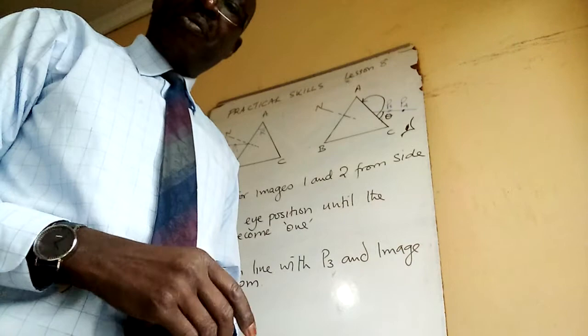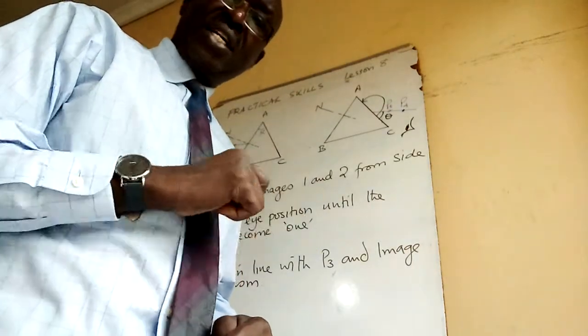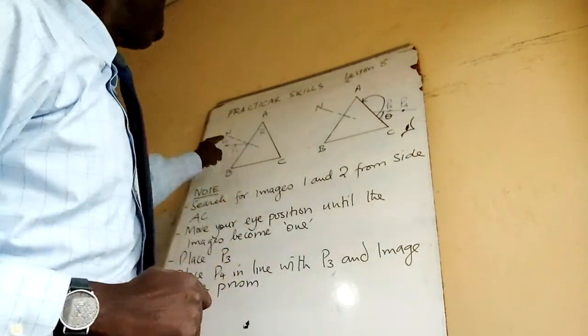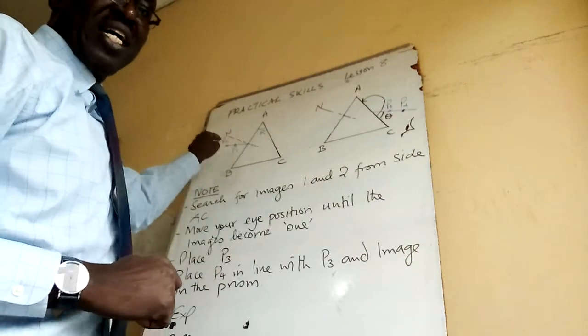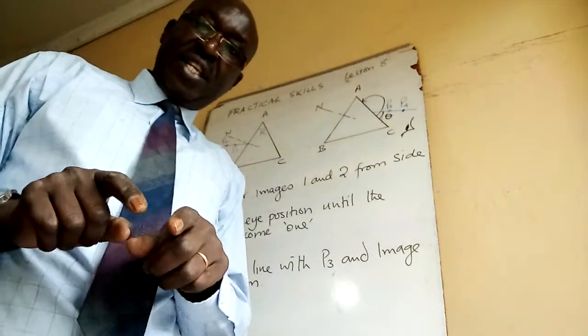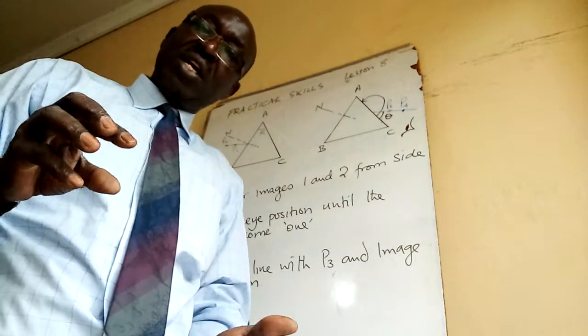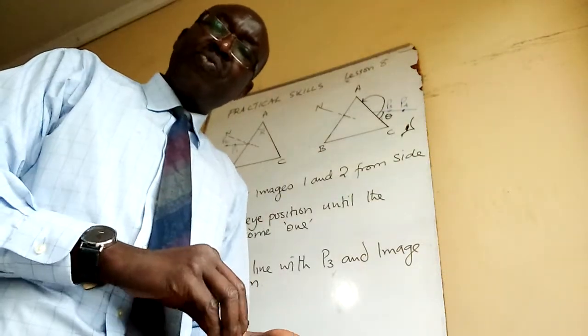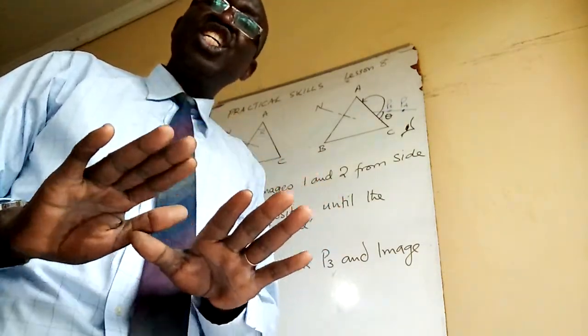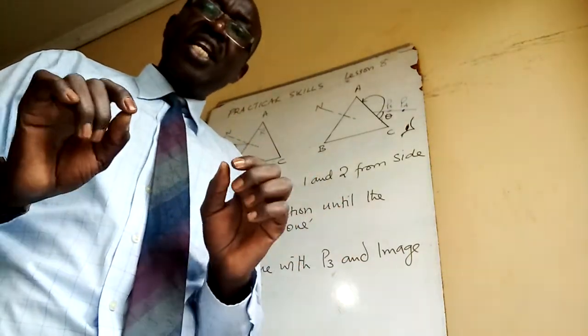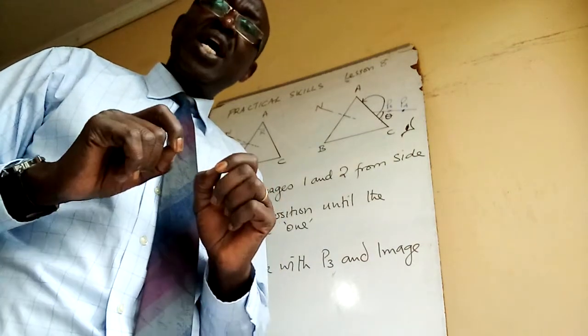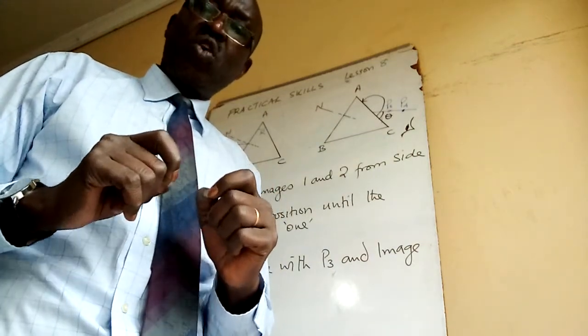Now, before I return the prism, I have to get the normal and the angles required in the table, so that when you return the prism, you will not interfere with its position. In that way, your reading will be consistent.